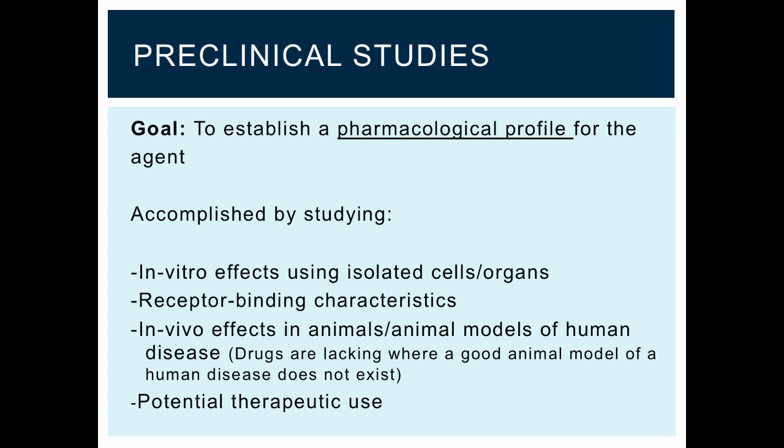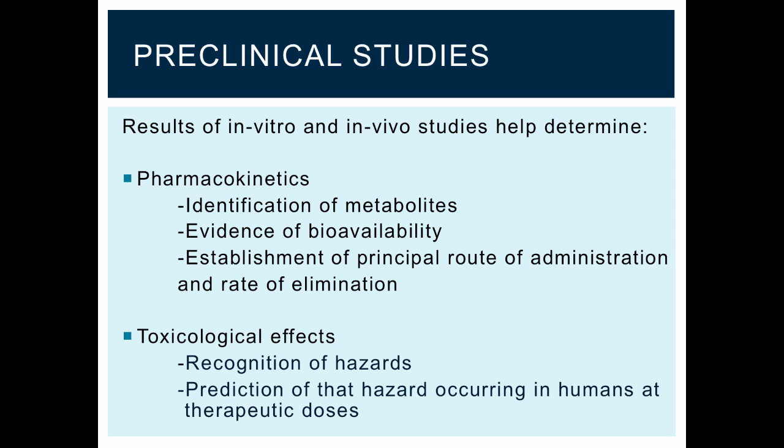Many drugs have started off targeting one disease, but ended up being marketed for a completely different disease. The preclinical studies help determine the pharmacokinetic profile for the drug and the toxicological effects. Preclinical studies help identify metabolites, provide evidence of bioavailability, that is, how much of the drug that's being administered actually gets to the site of action, and it helps establish the principal route of administration and the rate of elimination.